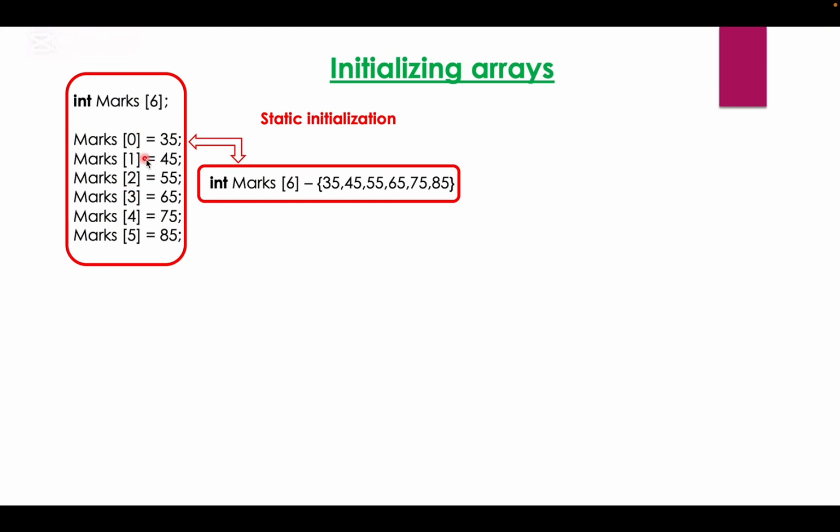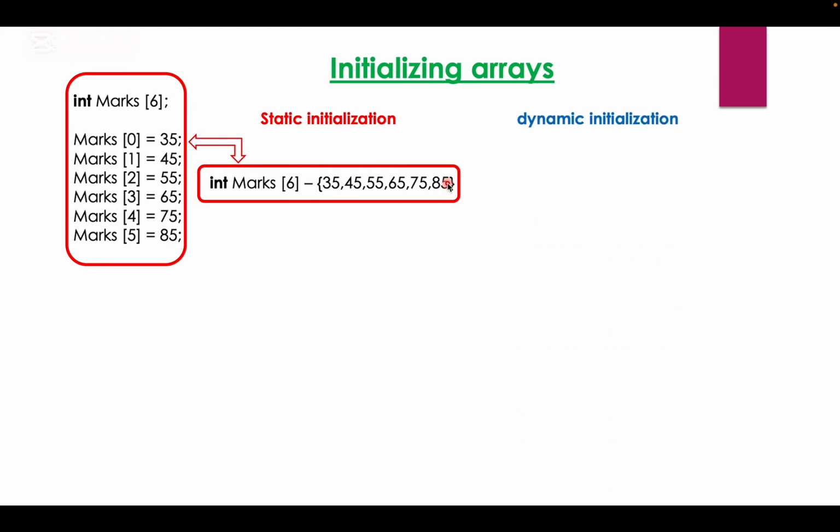Or you can do the same thing as such, where you declare your array as max, it takes integers, and the array size is 6. It's going to take 6 values inside, and you put all of the values in curly braces. So you can do any of these, and it's going to give you the same result.